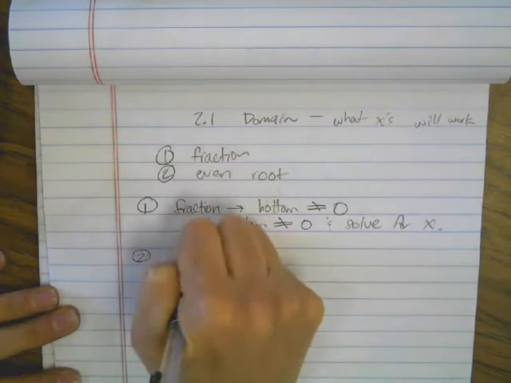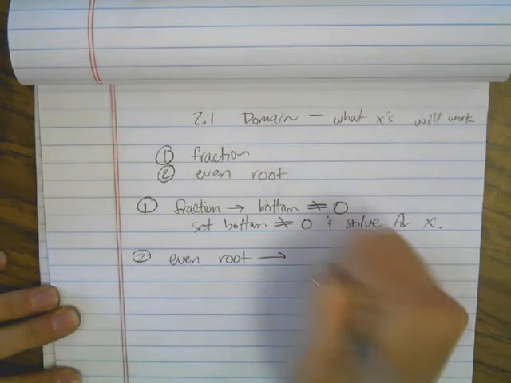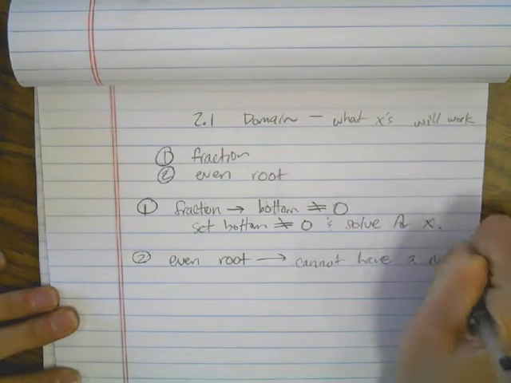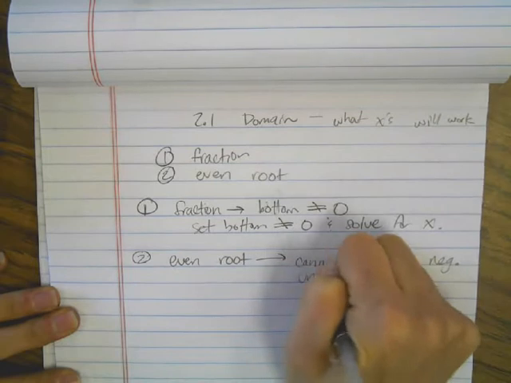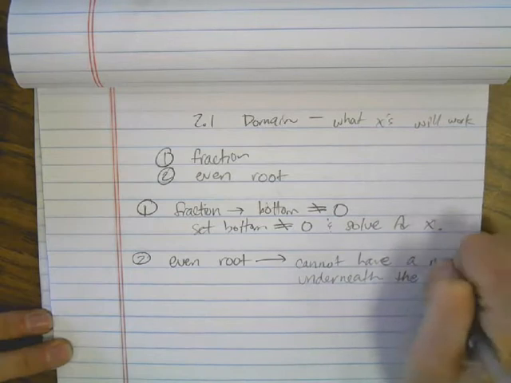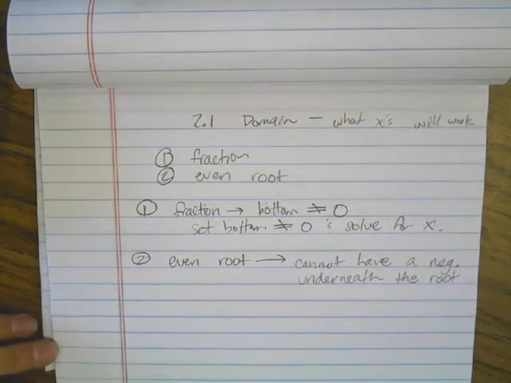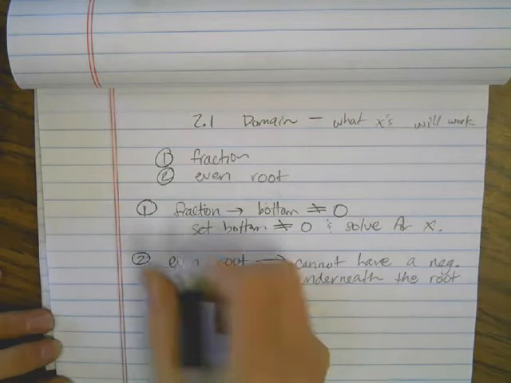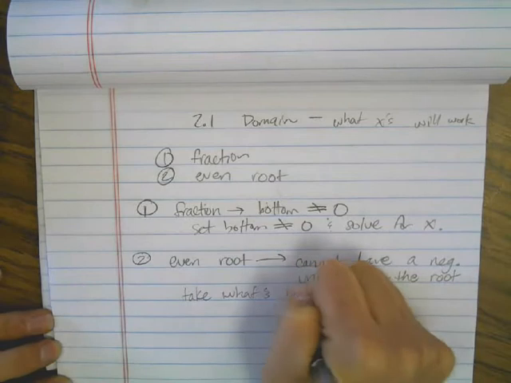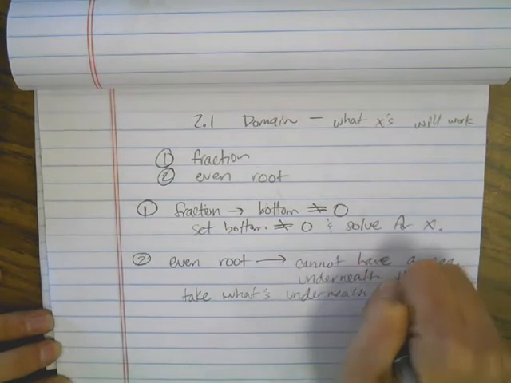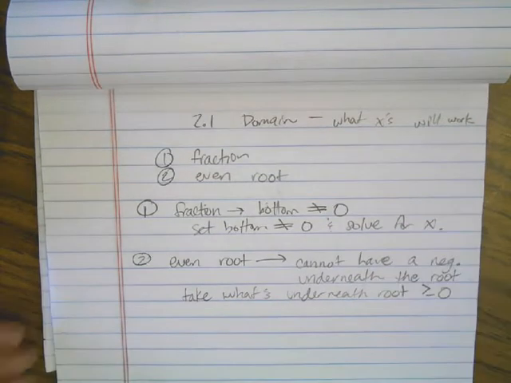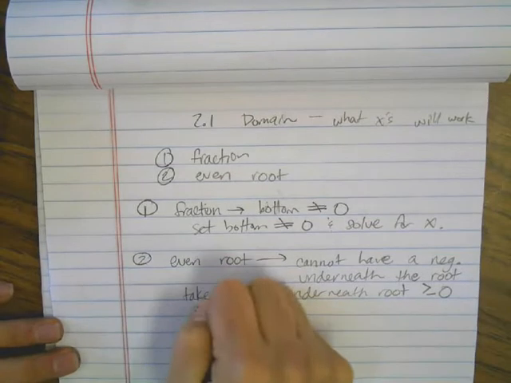For an even root, you cannot get a negative underneath the root because it doesn't work. But only if it's even. If it's odd, it doesn't matter. So what do we do? You take what's underneath the root, make it greater than or equal to 0, because it's allowed to be greater than or equal to 0, and then solve.